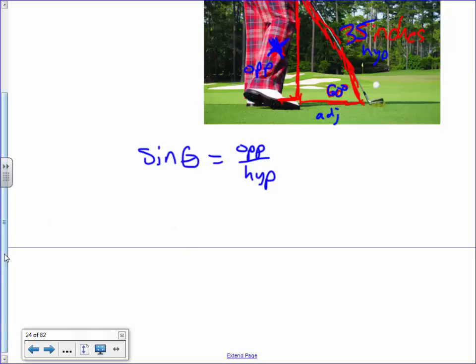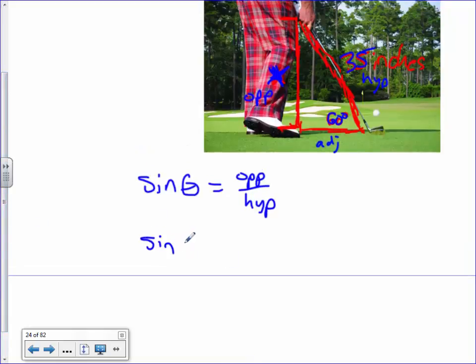Okay, do we know the angle? Sure, 60, yeah. Do we know the opposite? Okay, I'll call it X. And we know the hypotenuse is 35. Algebraically, how do you get X by itself? Yeah, times 35 up to the other side.